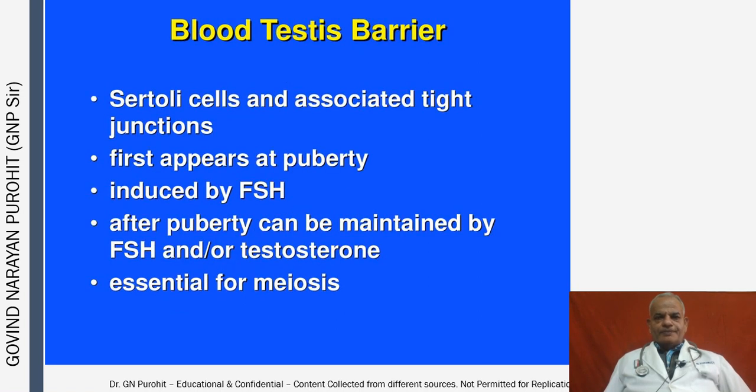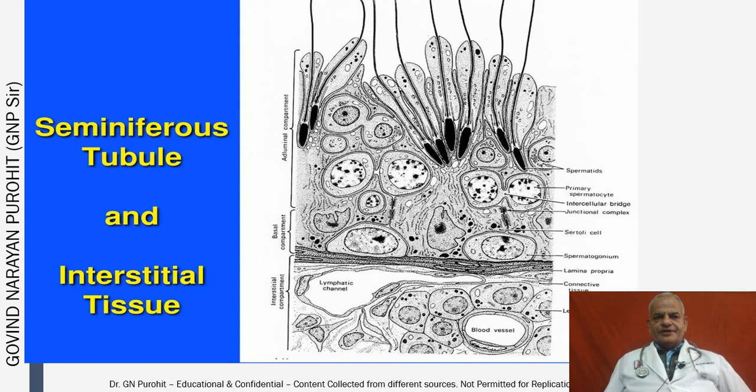Then about the blood testis barrier, Sertoli cells and associated tight junctions form the blood testis barrier. They first appear at puberty. They are induced by FSH, and after puberty they can be maintained by FSH and or testosterone. They are essential for the meiosis. Then the seminiferous and the interstitial tissue are shown in this picture.